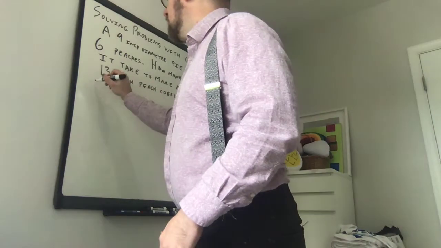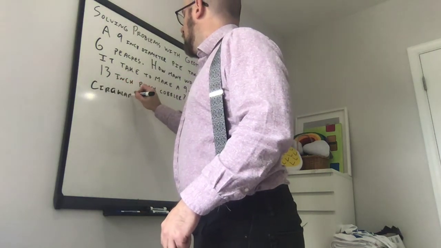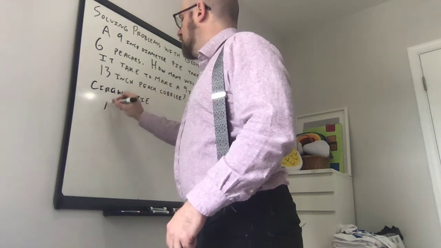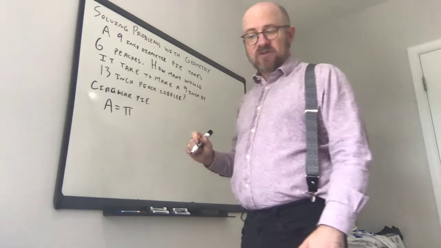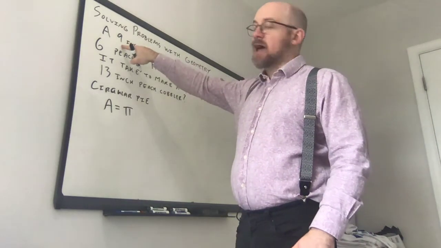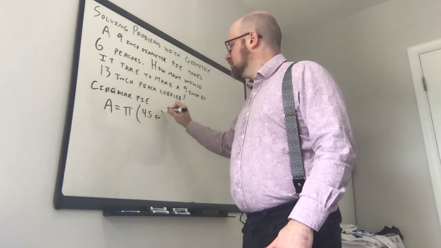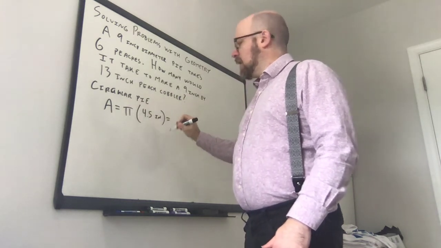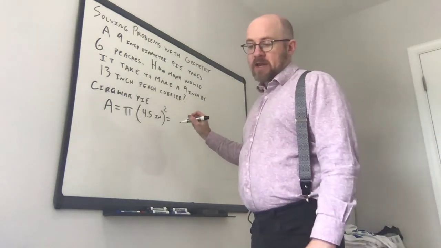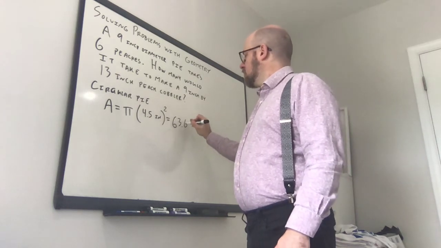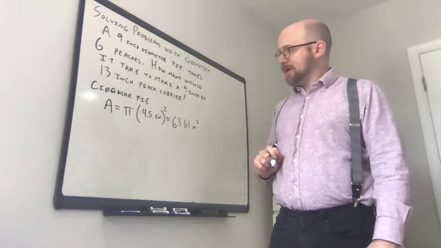First, the circular pie. Here the area is pi times the radius squared. The diameter is 9 inches, so the radius is going to be 4.5 inches. And if we take pi times 4.5 inches squared, we get 63.61 square inches for the area of the pie.